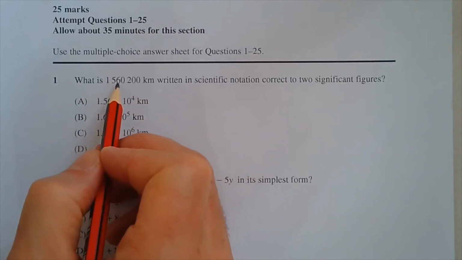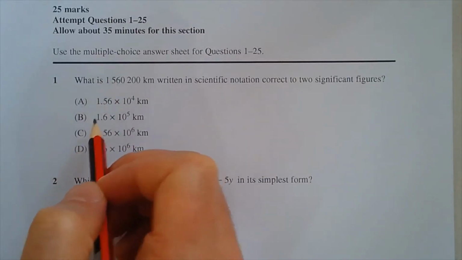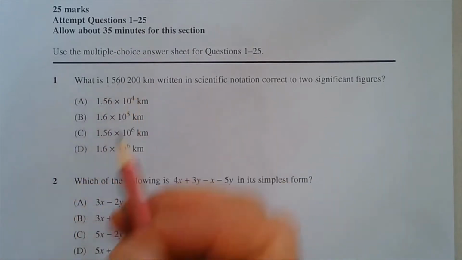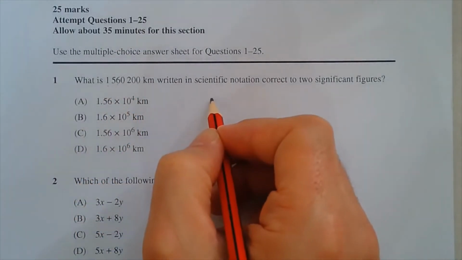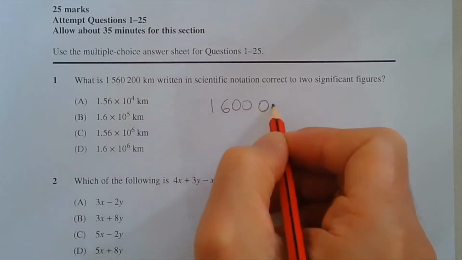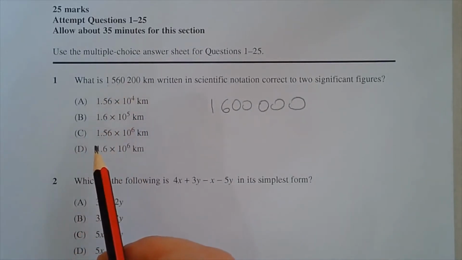Now, the 6 here will cause the 5, this digit 5, to be rounded up to a 6, and the remaining digits from the 60200 will just become all zeros. So this becomes the number 1,600,000. And that makes sense since this number is pretty close to 1,600,000.